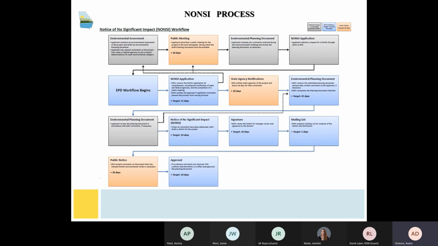While the timeline for completing a CE is around 2 to 3 months, a NONSI can take a little bit longer. Generally, the target time frame is more of a 4 to 6 month timeline. This is very much dependent on the documents that are submitted to us. The more complete, the more accurate, the better the maps, the faster the process.